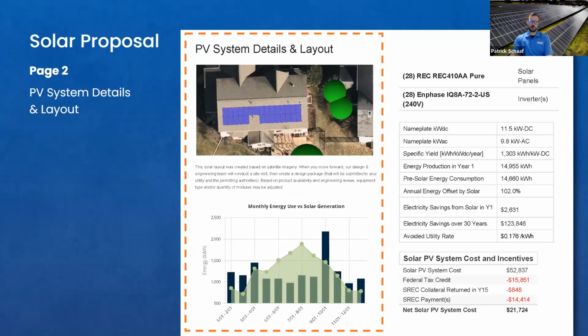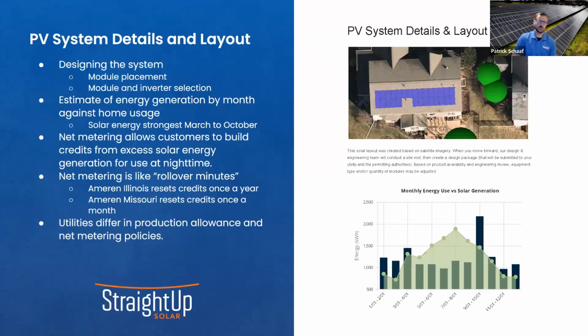On page 2 of the solar proposal, we're going to look at the PV system details and the layout of the modules. So first thing we do is design the system. This is where you'll see our concept of what the panels will look like on your roof. And this is not a final design by any stretch.